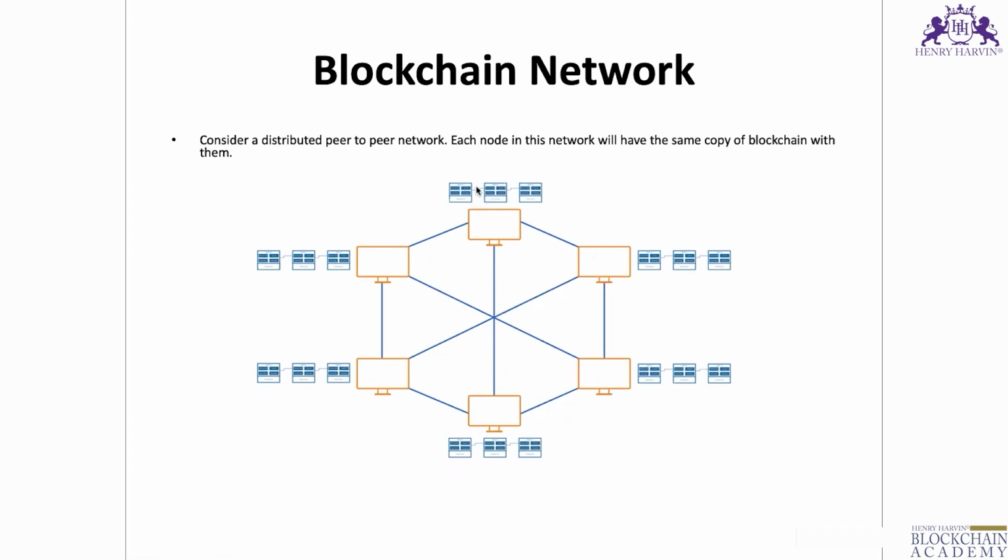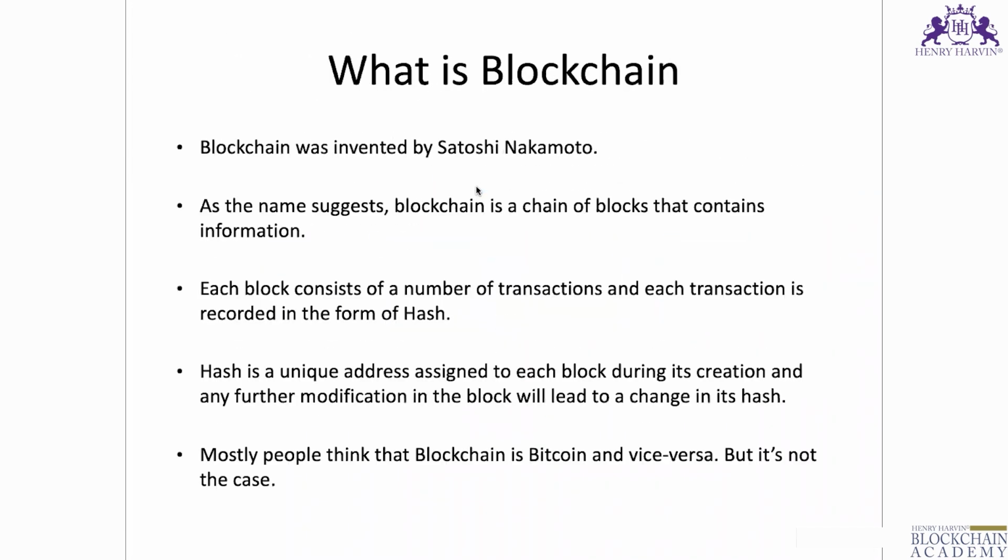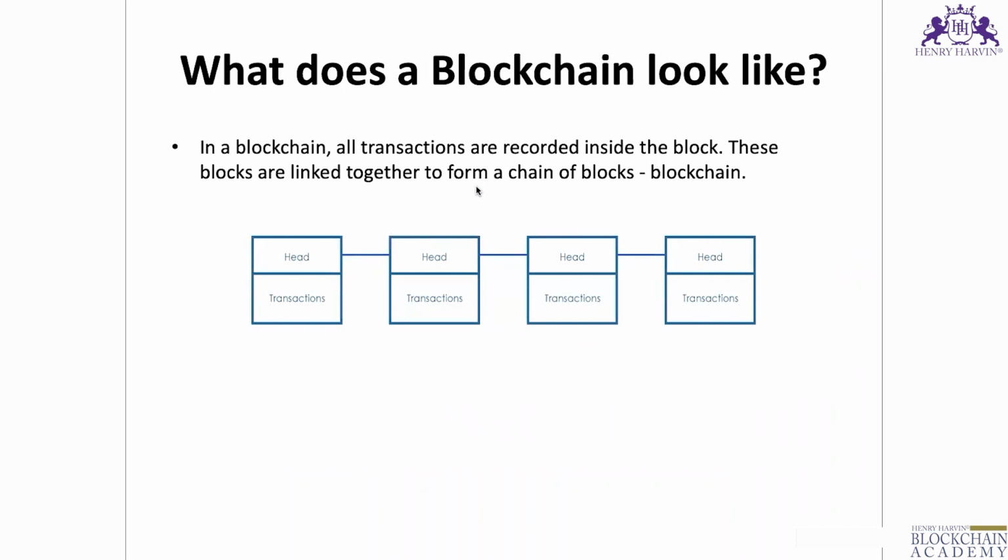So three blocks are there. I have taken the blockchain, so this is the structure of a blockchain. Here four blocks are there, and the four blocks are linked to each other. This is called a blockchain: four blocks, linked to each other.